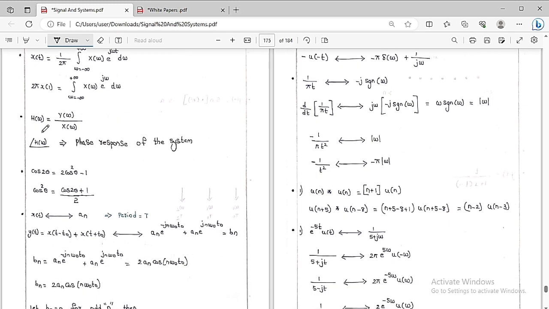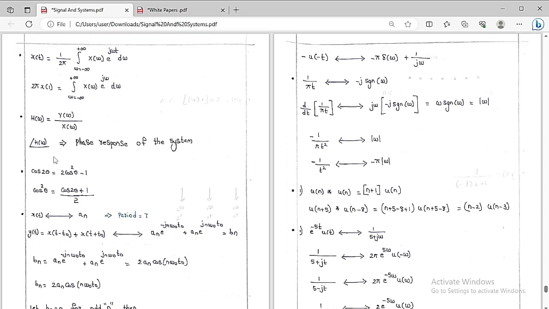Now the next thing is, here h of omega is equal to y of omega by x of omega. The phase angle of h of omega is called the phase response of the system. And the magnitude of h of omega is called the magnitude response of the system.